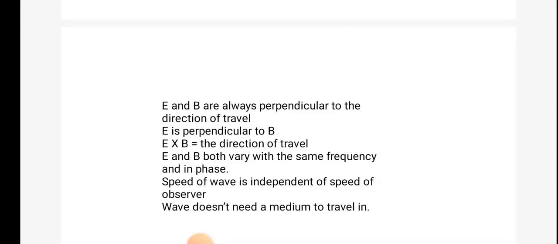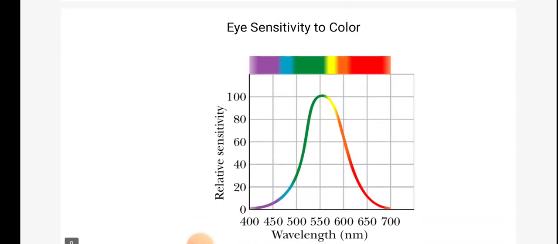E and B are always perpendicular to the direction of travel. E is perpendicular to B, and E cross B gives the direction of travel of the electromagnetic waves. E and B both vary with the same frequency and in phase. The speed of the wave is independent of the speed of the observer. The wave doesn't need a medium to travel in.